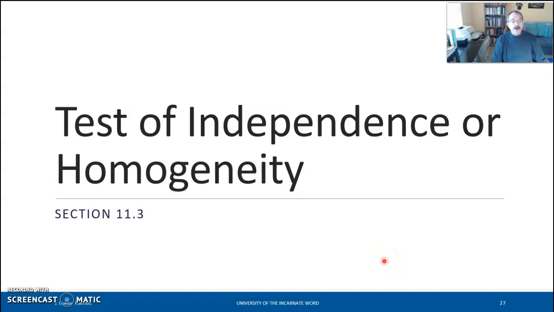This is part 4 of the Module 10 lecture. In this part, we're going to talk about the test of independence or homogeneity, which is the second application of a chi-square test. And this is covered in section 11.3 of your textbook.